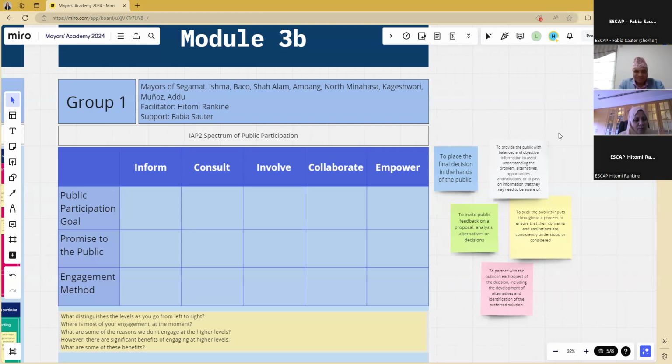So maybe we can start with the first one, to place the final decision in the hands of the public. What level of engagement do you think that would be? We are running an engagement process and we've said to the public, you decide. This is a situation, for example, when you run a referendum, which Switzerland uses a lot. They say they're going to run a referendum and they tell the public whatever the referendum decides will be the policy, or will be the decision. So what level of engagement is that?